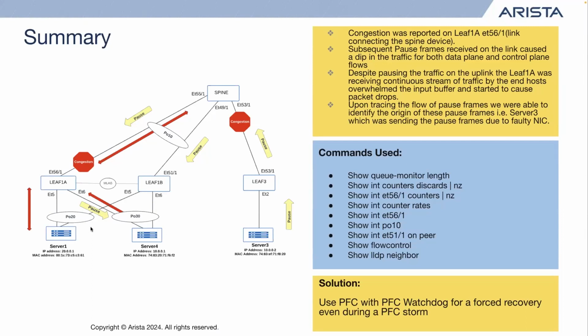Now we can use PFC with the PFC watchdog for a forced recovery, even during a PFC storm, wherein the PFC watchdog is able to detect abnormal back pressure. It is able to mark the queue as in a stuck state, and based on the configuration of the PFC watchdog action, the port is either configured to drop all the bidirectional traffic, or it is moved into the error disabled state. So you can definitely use this as a reference, or use this as a solution to avoid these flow control storms and prevent such forms of back pressure or network instabilities in your network.